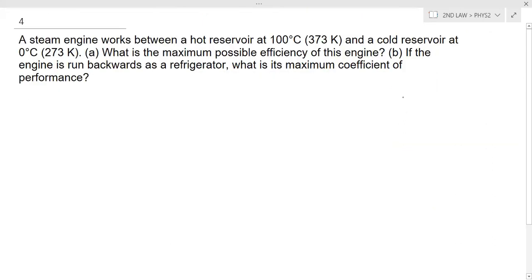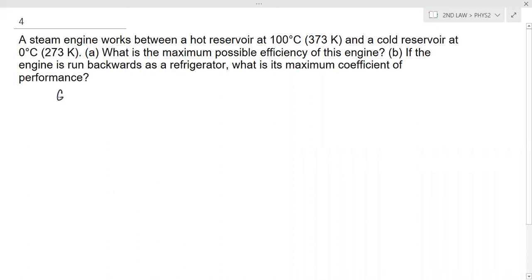Now for the fourth example, a steam engine works between a hot reservoir at 100 degrees Celsius, or 373 Kelvin, and a cold reservoir at 0 degrees Celsius, or 273 Kelvin. What is the maximum possible efficiency of this engine? And if the engine is run backwards as a refrigerator, what is its maximum coefficient of performance? Notice here that our temperatures are converted into Kelvin. So in solving problems like this, you have to first convert your given temperatures into Kelvin.